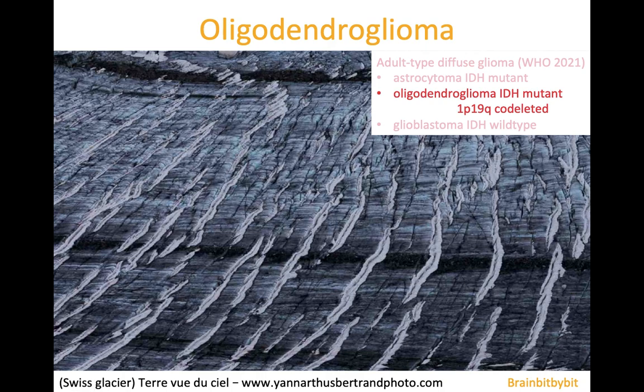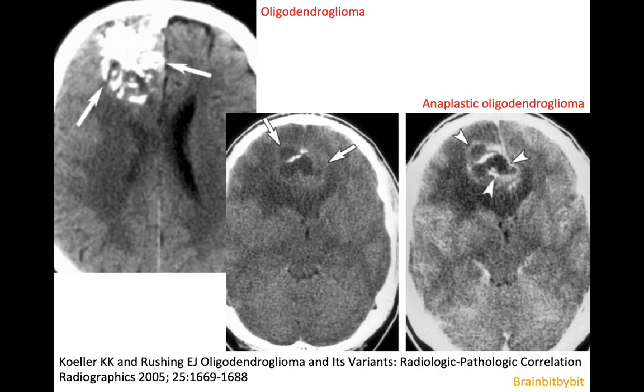Now I'm going to show images of the third adult type diffuse glioma, an oligodendroglioma. Oligodendrogliomas are tumors arising from precursor cells and mature into cells resembling oligodendrocytes. They are located cortical and subcortical with a predilection for the frontal lobe, and they often have calcifications. Oligodendrogliomas can be grade 2 or grade 3 and then are called anaplastic oligodendrogliomas.